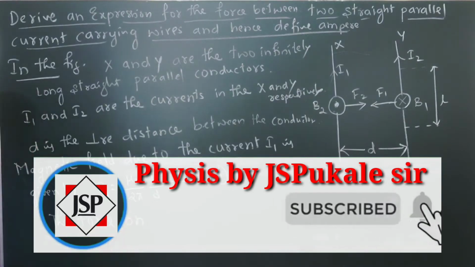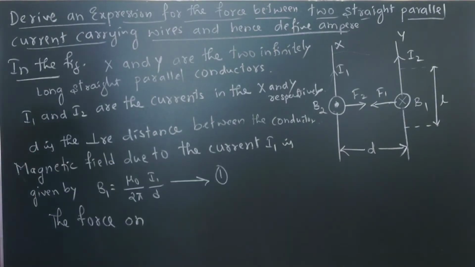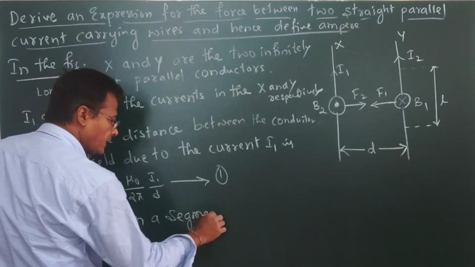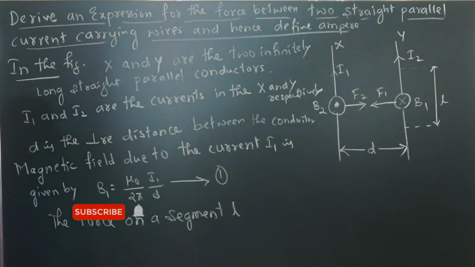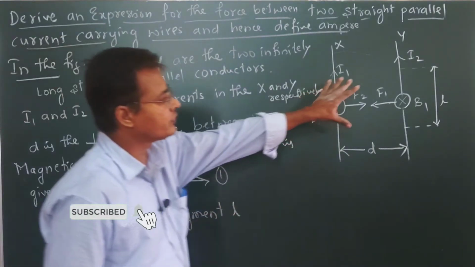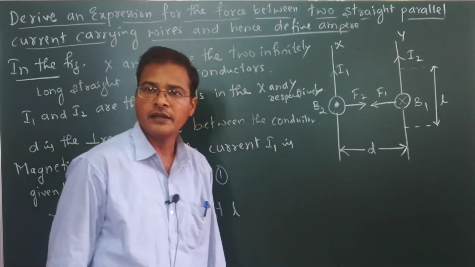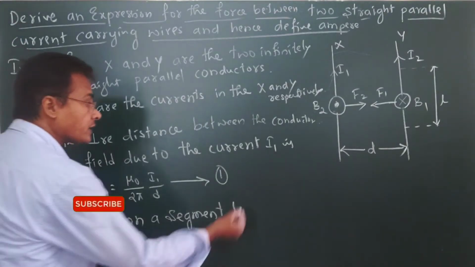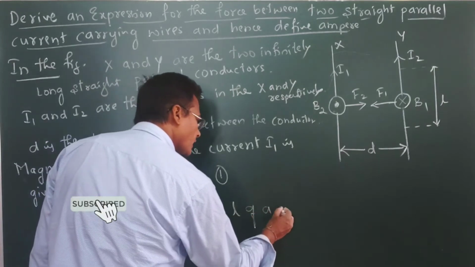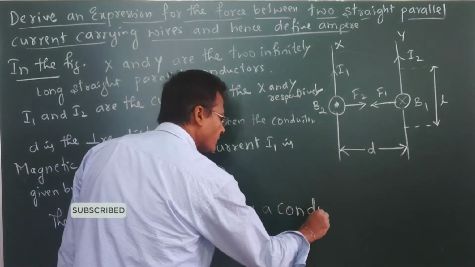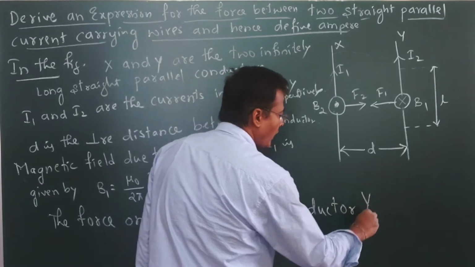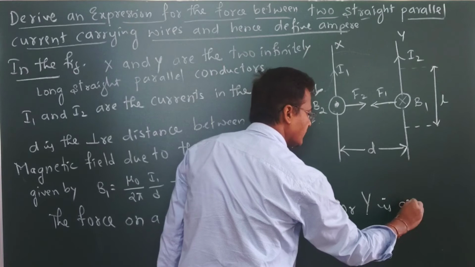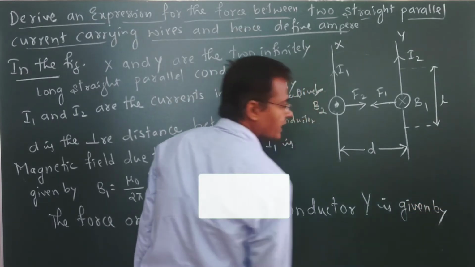The force on a segment L of the conductor Y is given by... The segment L means this one. From here to here I have taken one segment L. So the force on a segment L of conductor Y is given by.